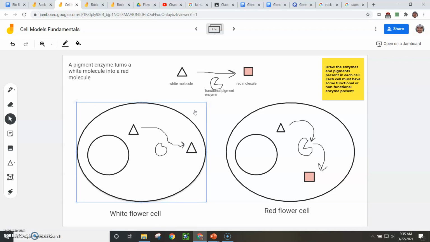Do you see the difference? Whether the pigment enzyme is functional, it can do its job to change white into red, or whether the enzyme is non-functional, it can't do it. It can't change white into red. I'm going to ask you to do the next examples on your own.